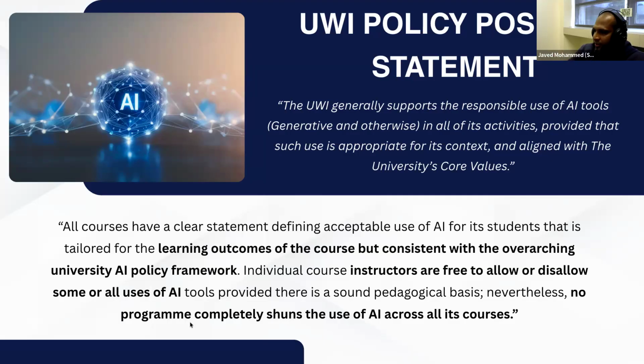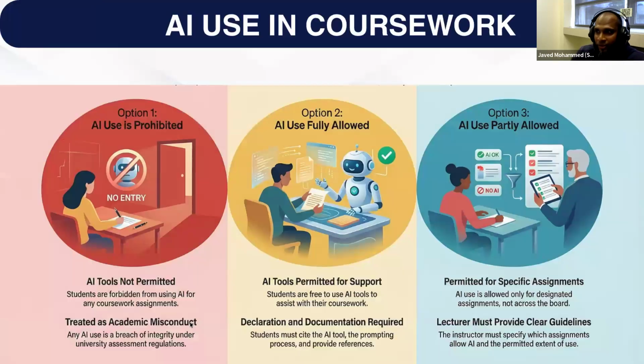And the last thing I want to mention is that no program completely shuns the use of AI across all its courses. So we support it. And as part of supporting it in your course design, you should think about how you are going to support the use of AI. As a teacher and course designer, you have three options. The first one is easy: no use. You can't use it. It's prohibited. If students use it, it's treated as a breach of integrity under the plagiarism or the university assessment regulations.